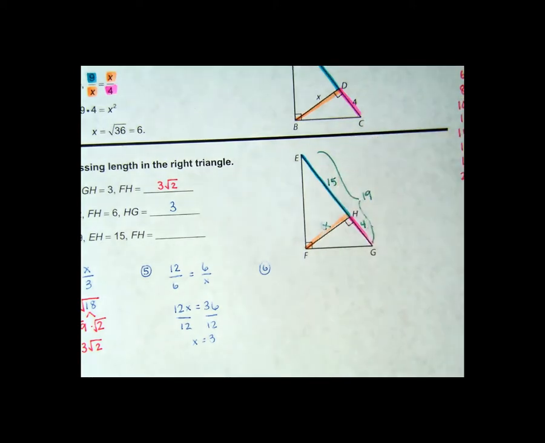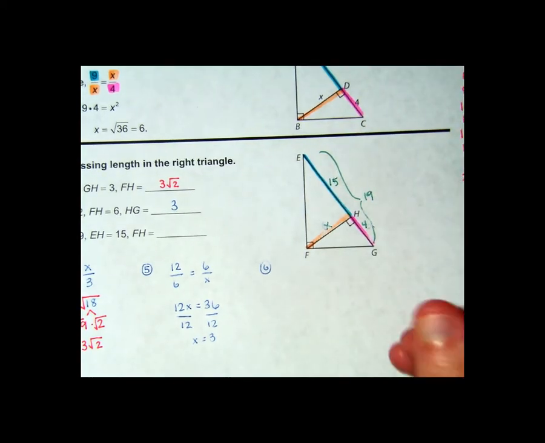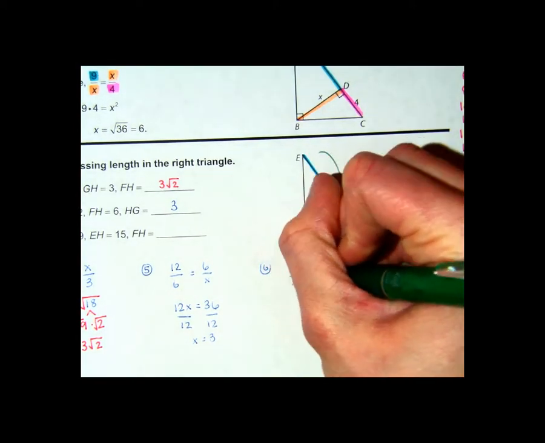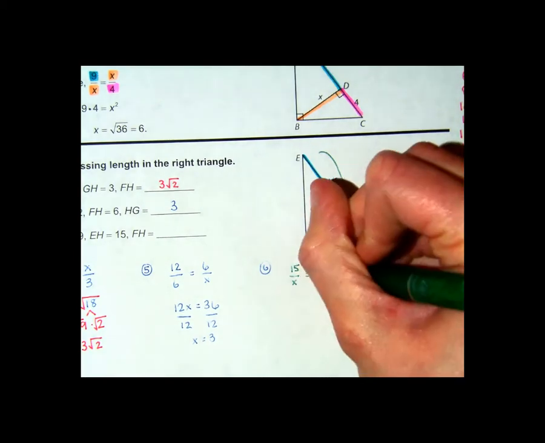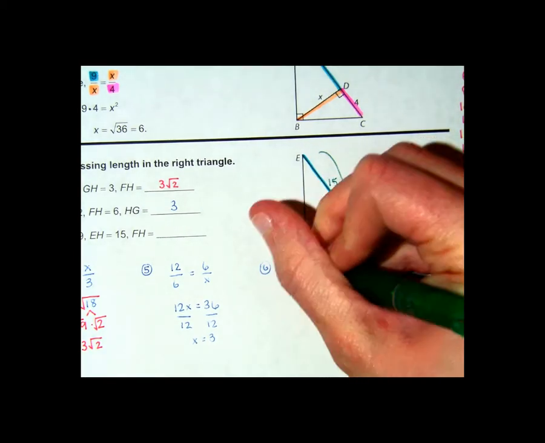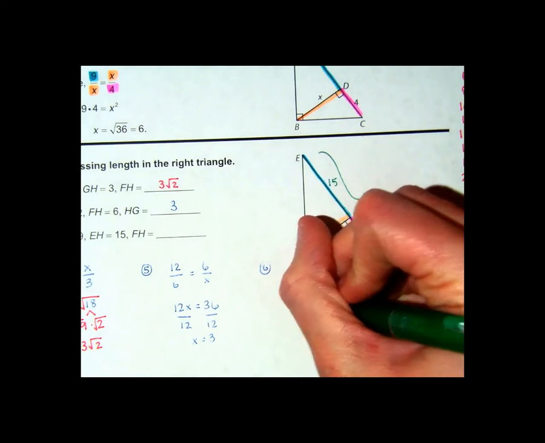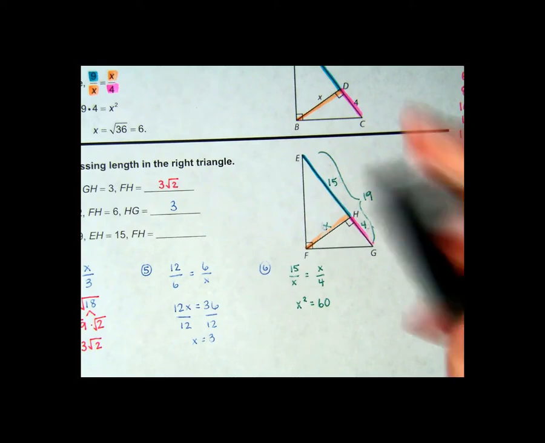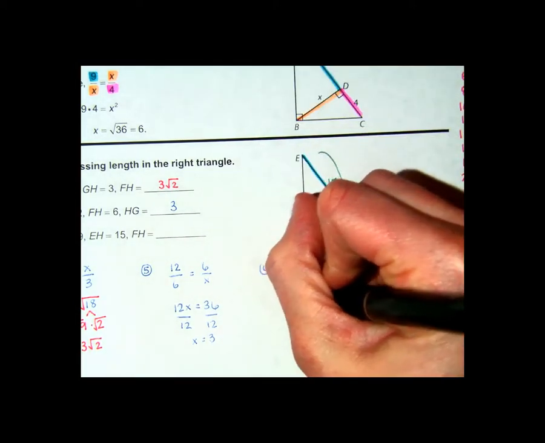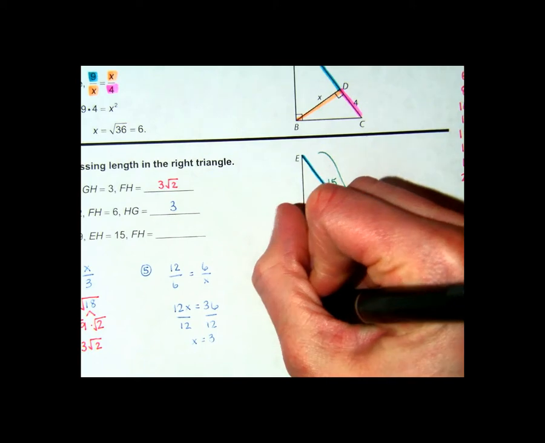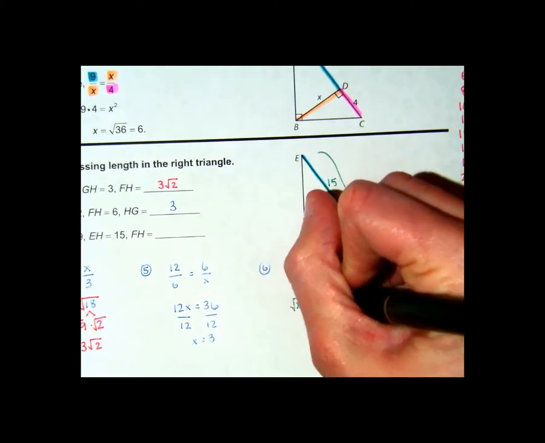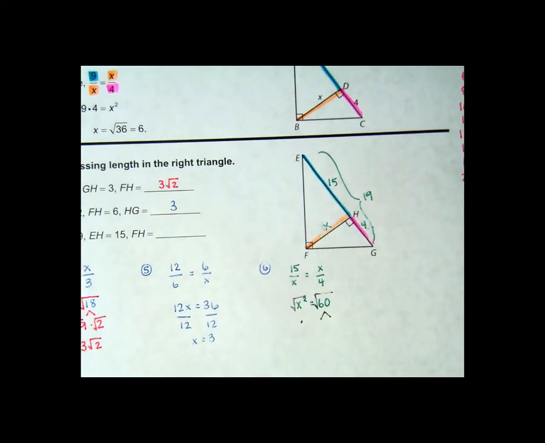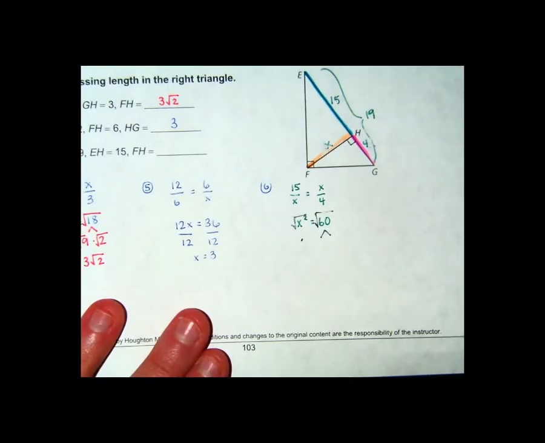Okay. Alright, then what did you set up for your proportion? Okay. 15 over x equals x over 4. Cross multiply, and you get x squared equals 60. Is 60 a perfect square? No, so we're going to have to simplify the radical. What perfect square divides into 60? What's a factor that's 4?